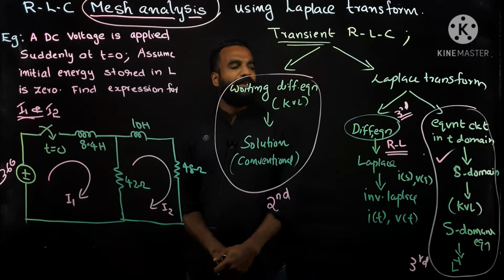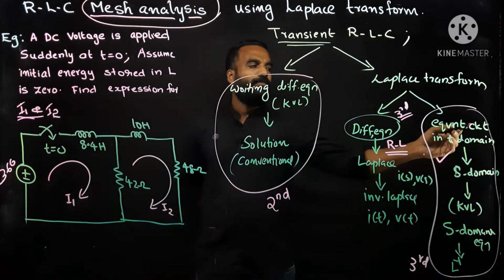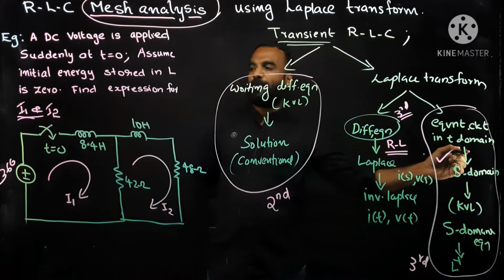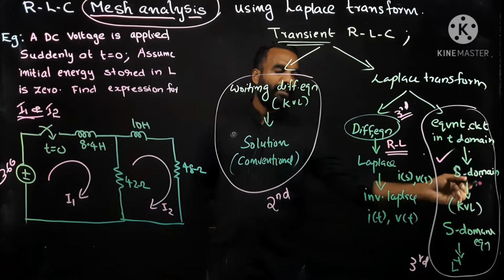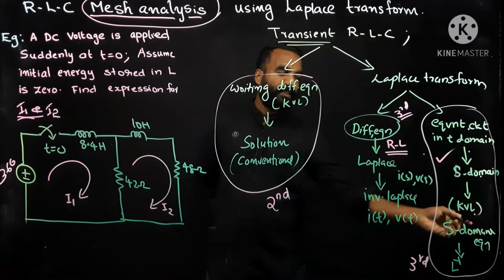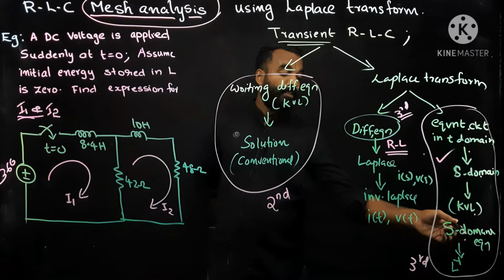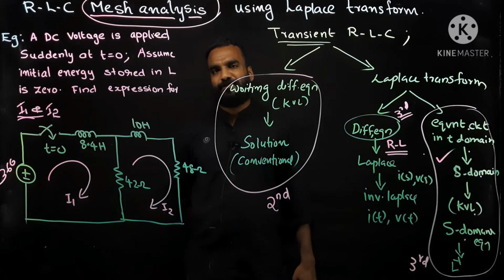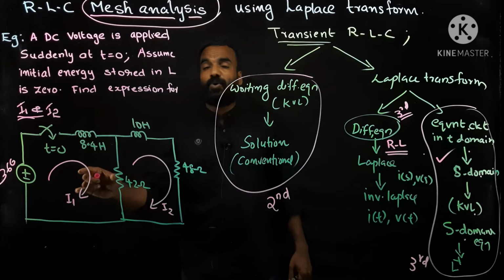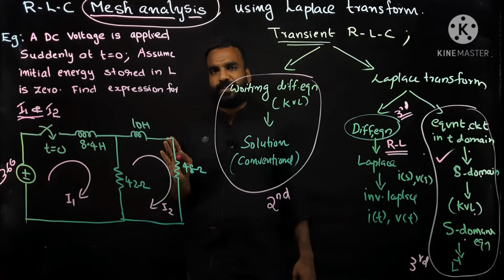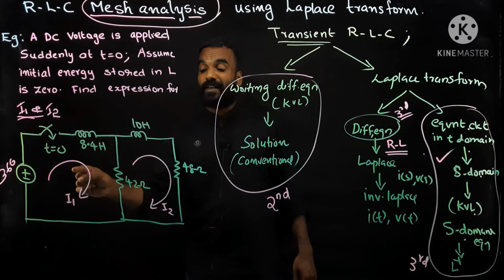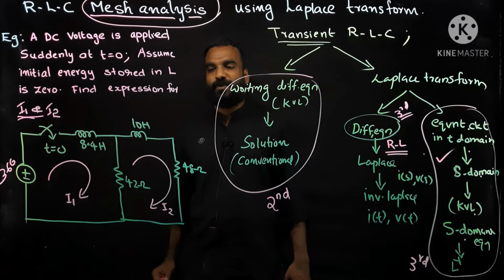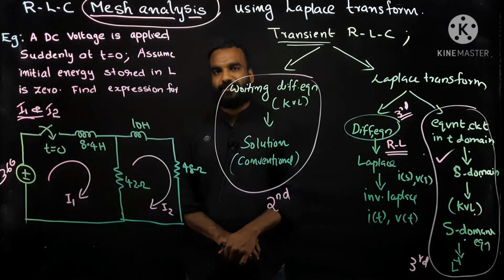But everything is the same. You have to convert the equivalent circuit from time domain to frequency domain, and then you have to write the KVL, then you will get an S domain equation, then you have to take its inverse. Everything is the same, but your aim is not to find some current or voltage. Your aim is to find the mesh currents I1 and I2, because mesh analysis is needed.